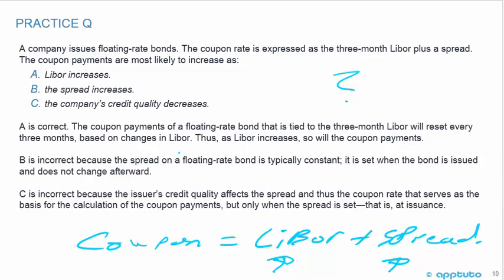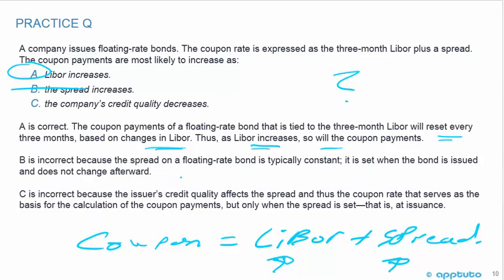So A is correct. The coupon payments of a floating rate bond that is tied to the 3-month LIBOR will reset every 3 months based on changes in LIBOR. So that's the key point to know. Thus, as LIBOR increases, so will the coupon payments. So A is correct. Why is B wrong?